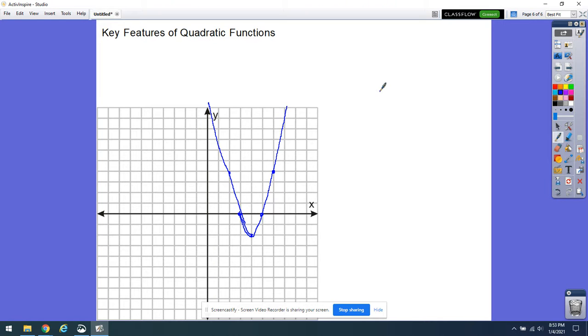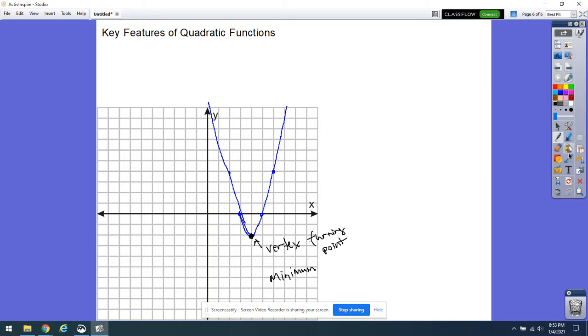All right, now let's go ahead and talk about some key features. The biggest key feature that we want to talk about is this single point down here, also known as the vertex, the turning point. So where it turns, that's your turning point. For this particular one, because that's the lowest value of this quadratic, we can also call it the minimum.